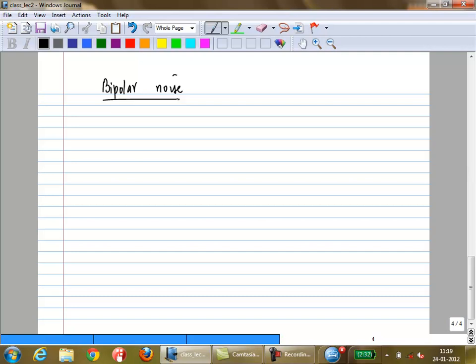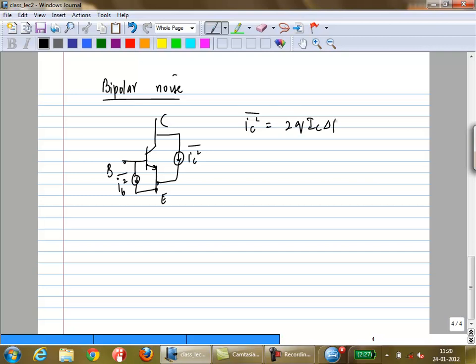How about bipolars? Let's take an NPN. Remember that we talked about diode noise, right? Noise in a diode is called shot noise, which was 2Q ID delta F, where ID is the current through the diode. So in the case of a bipolar, you have two sets of noise sources. One is the noise through the base emitter junction, which is IB squared. The other is IC squared. IC squared is just 2Q IC delta F.